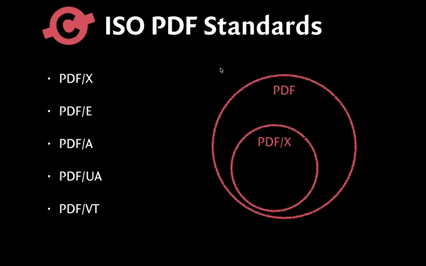pdfX is not the only standard that the ISO has created on top of PDF. You see a list of other standards mentioned: PDF-E for engineering, PDF-A for archival, PDF-UA for universal accessibility, and PDF-VT for variable and transactional files.